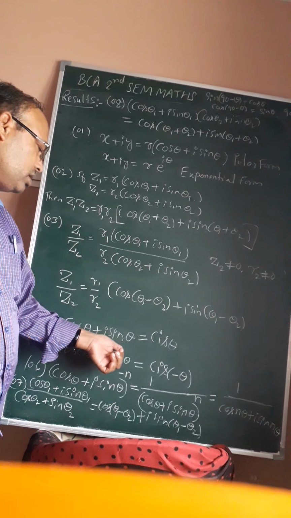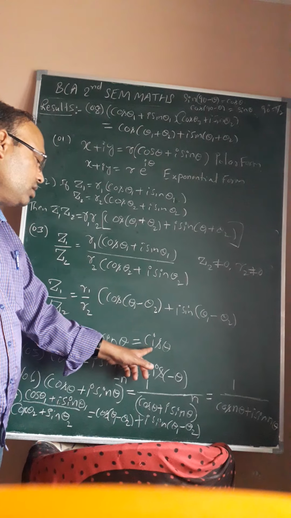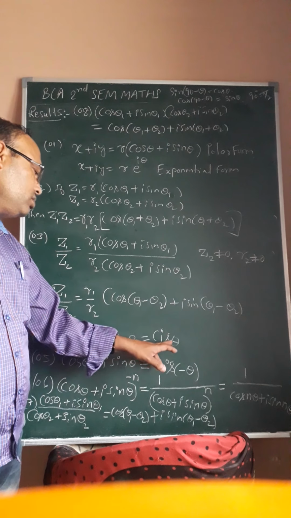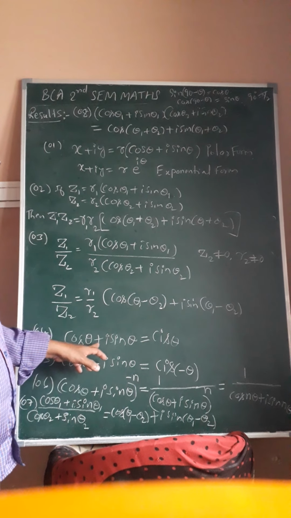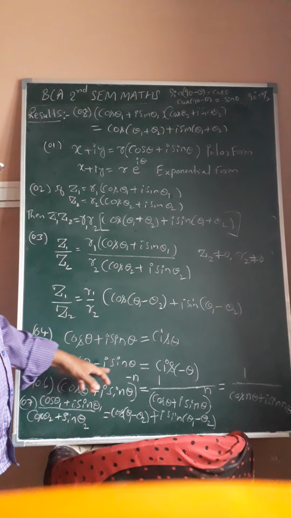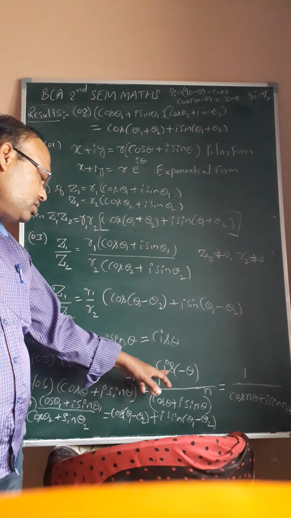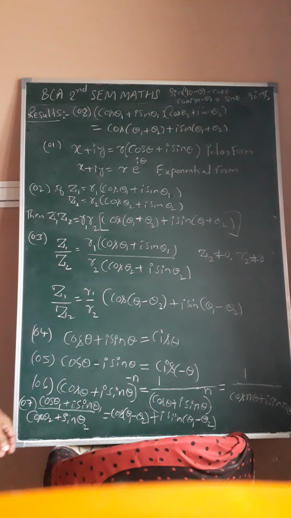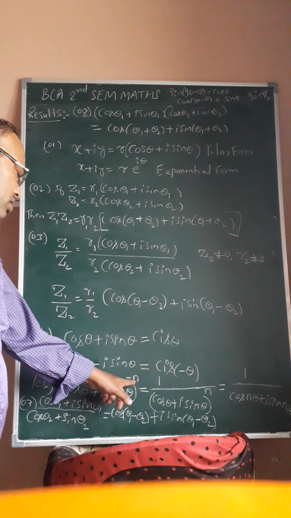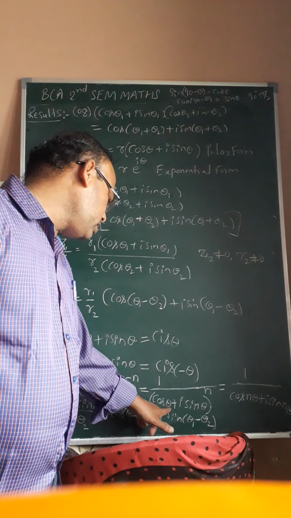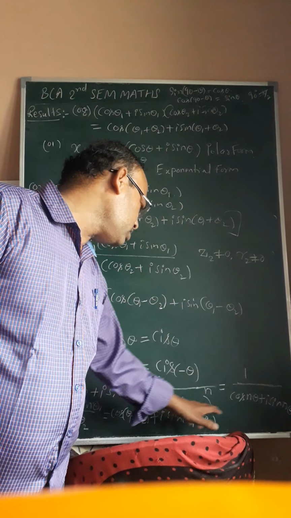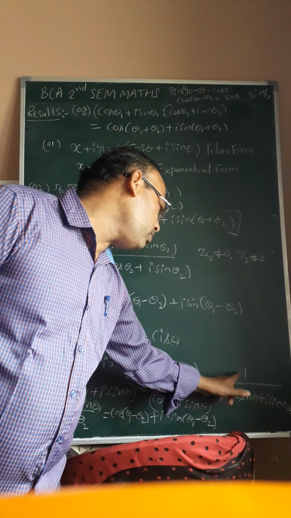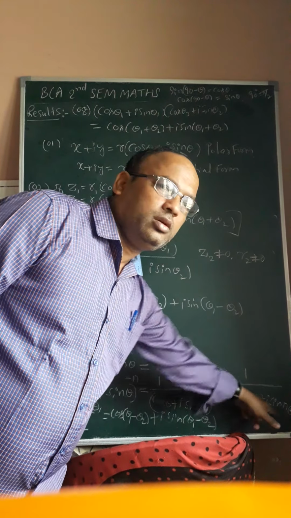Cos theta plus i sin theta can also be written shortly as cis theta. C means cos, i means iota, s means sin theta. If there is a minus in the middle, cos theta minus i sin theta equals cis of minus theta. Sixth one: cos theta plus i sin theta whole to the power of minus n is equal to 1 by cos theta plus i sin theta whole to the power of n, that is, using De Moivre's theorem, 1 divided by cos n theta plus i sin n theta.